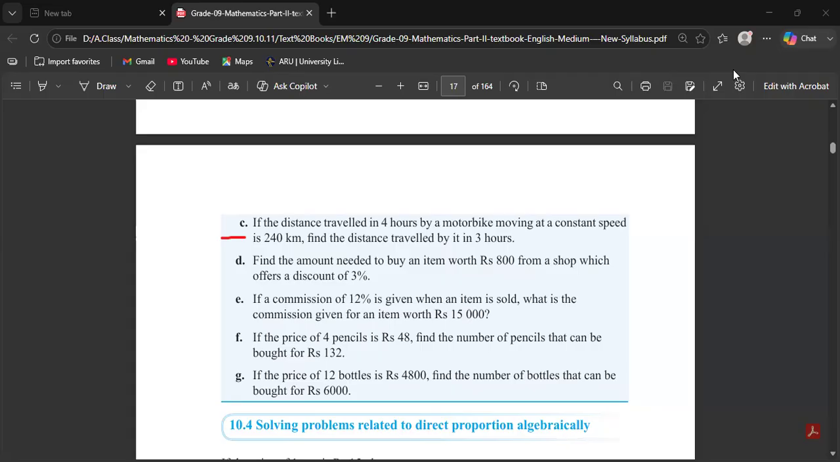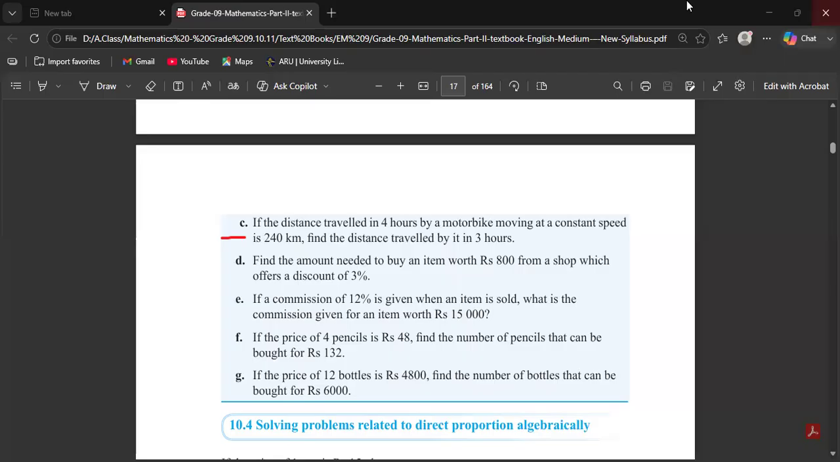If the distance traveled in 4 hours by a motorbike moving at a constant speed is 240 kilometers. Today I also had to drive on the highway, actually 90 kilometers per hour was my average speed today, because today I have so many classes.